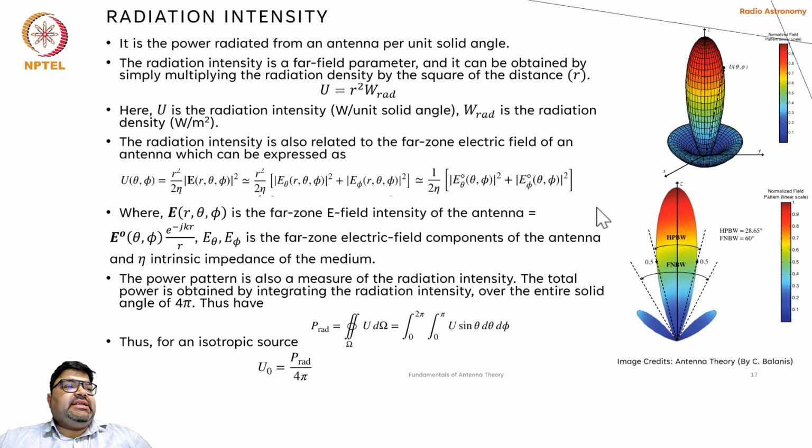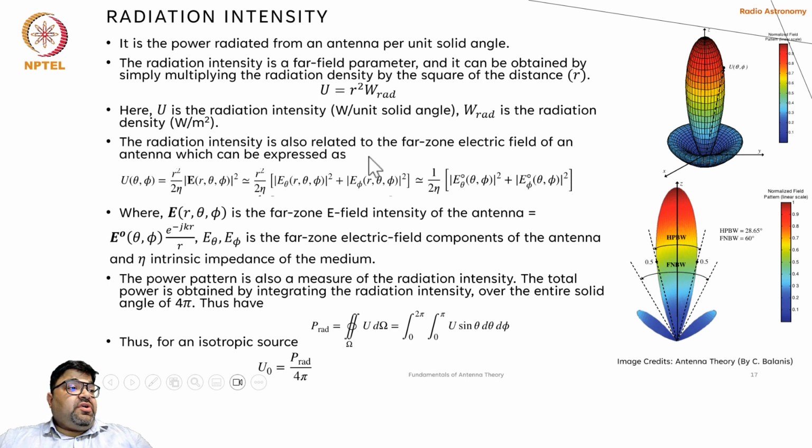Now, what is radiation intensity? It is basically the power radiated from an antenna per unit solid angle. The radiation intensity is the far field parameter, and it can be obtained by simply multiplying the radiation density by the square of the distance. So we define it as U, which is R squared times the radiation density W rad. U is the radiation intensity in watts per unit solid angle, and W rad is the radiation density in watt per meter square.